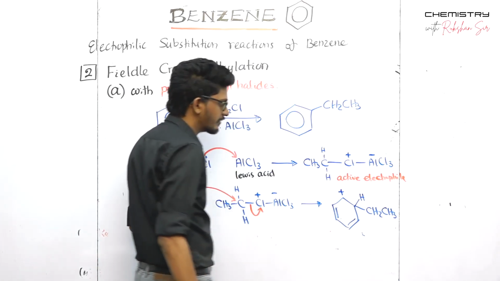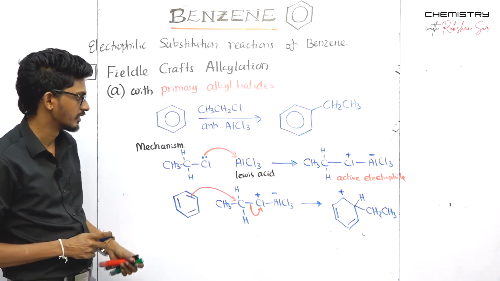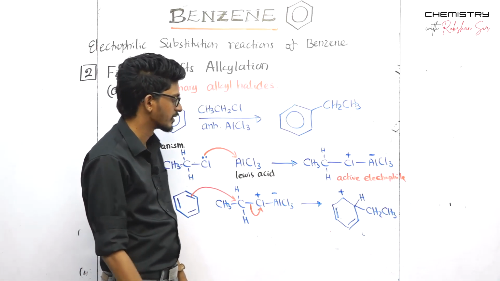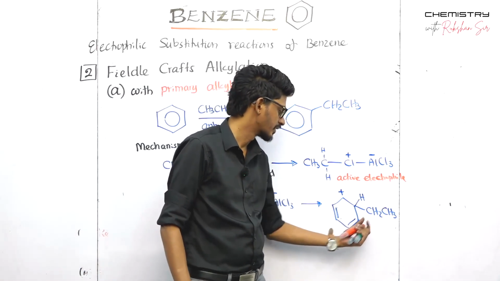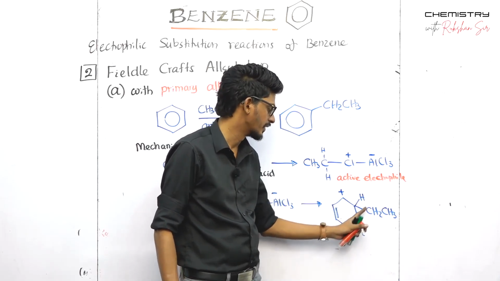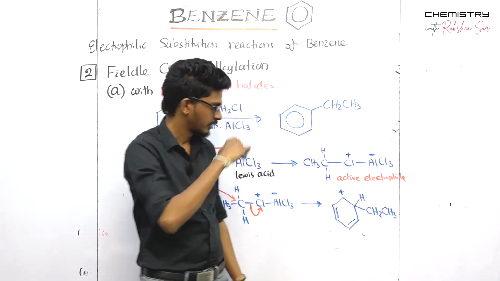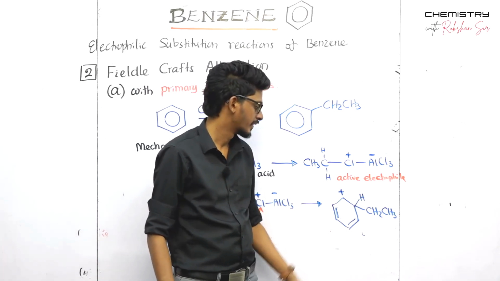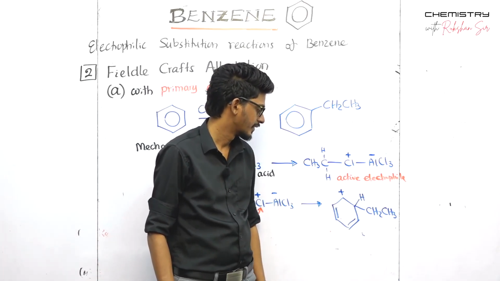Mention that hydrogen here, which is supposed to leave. It is supposed to leave ultimately, as this is an electrophilic substitution. When the electrophile connects, ultimately this hydrogen should leave. That is what substitution means. When the newcomer connects, ultimately the something which was at that place should leave, right?